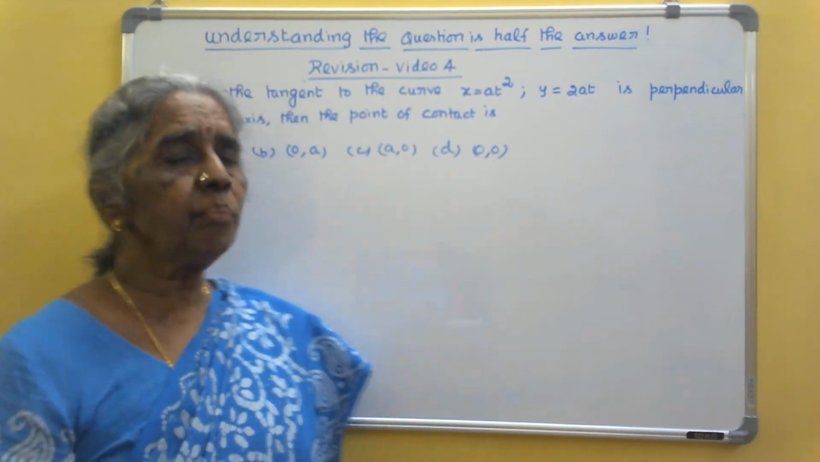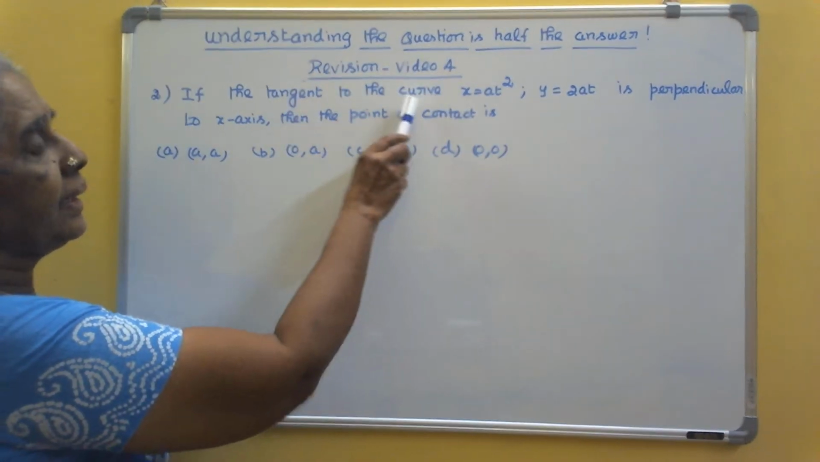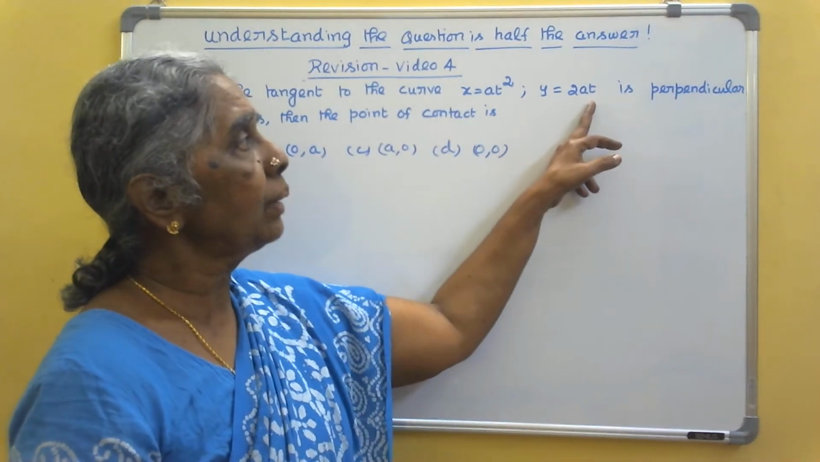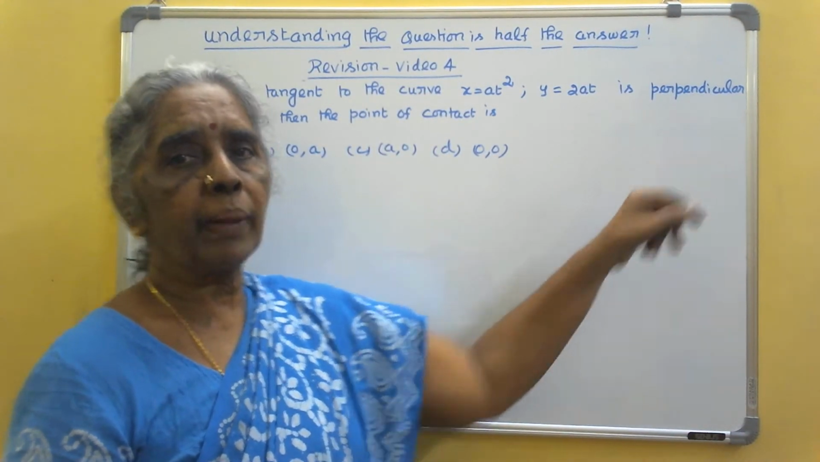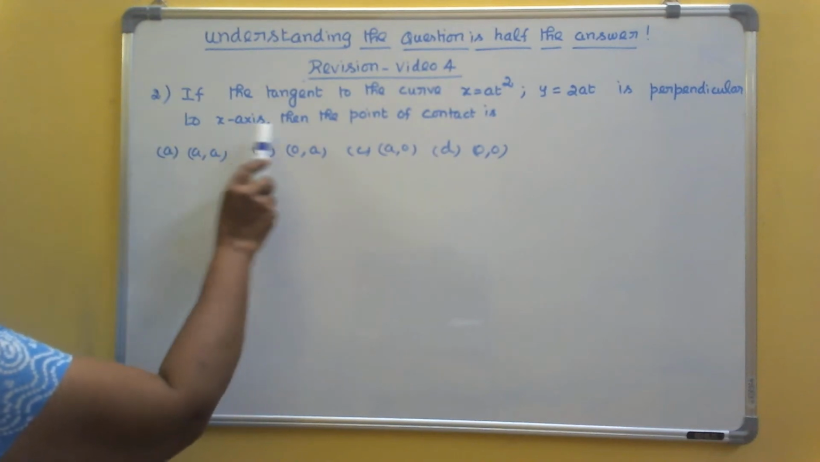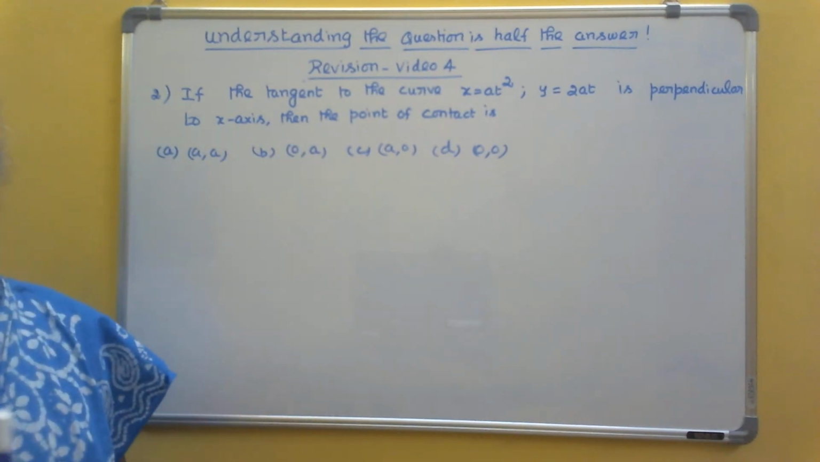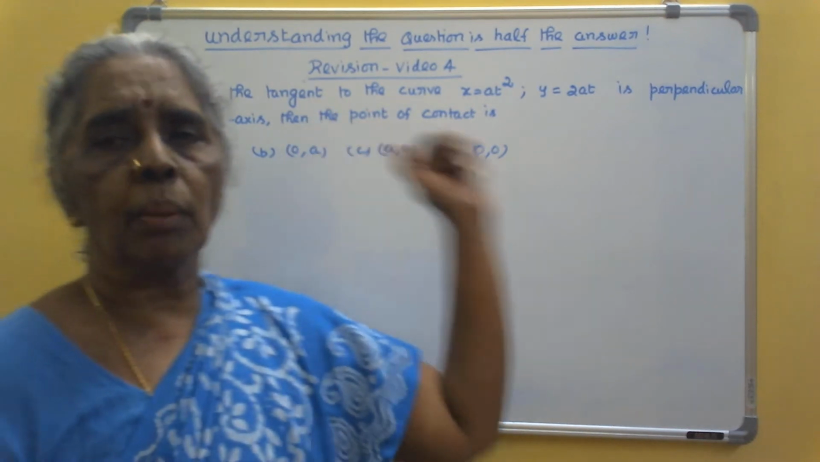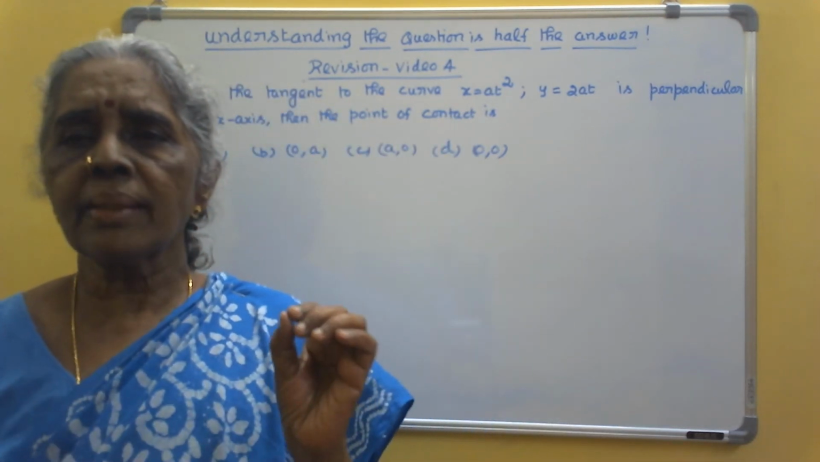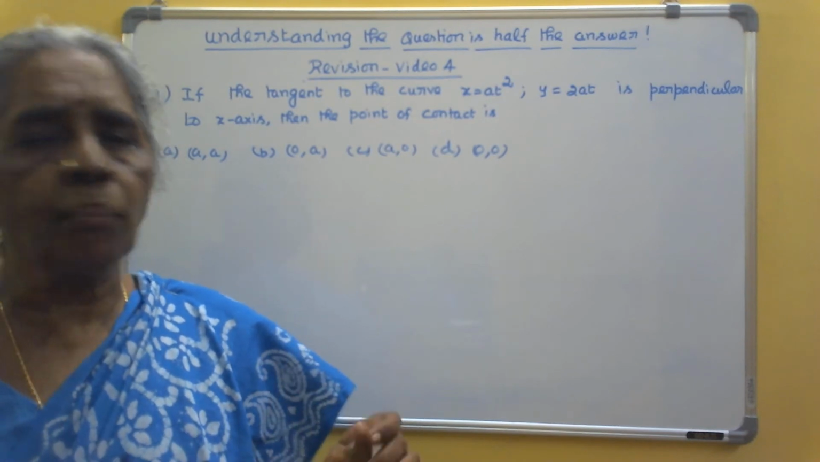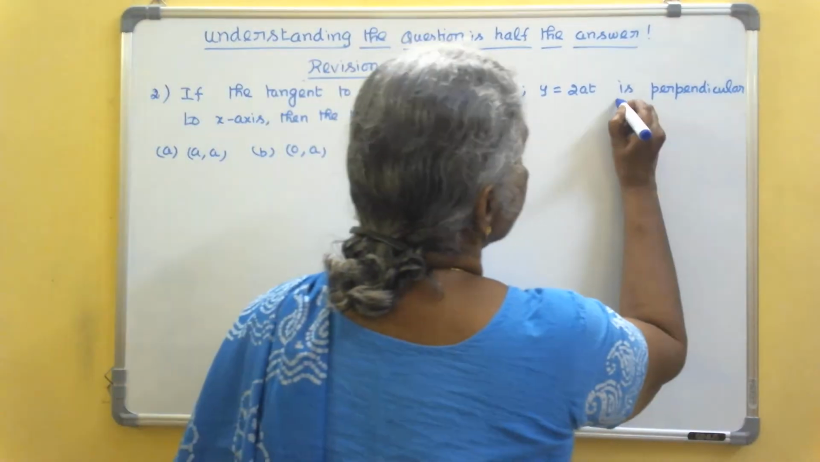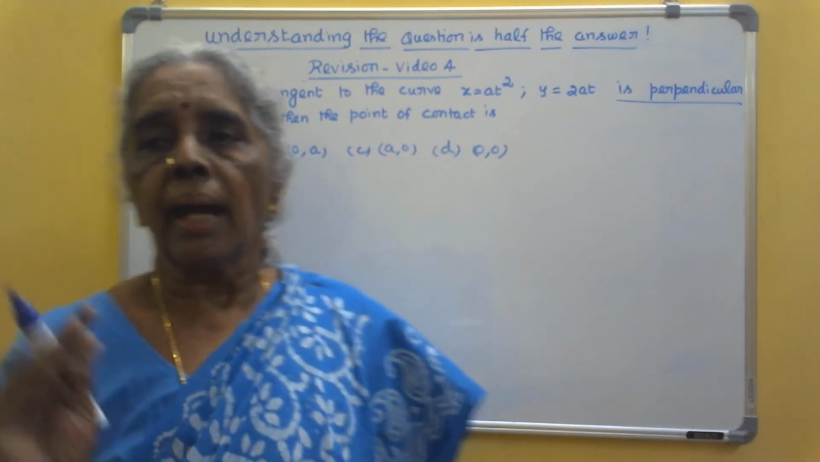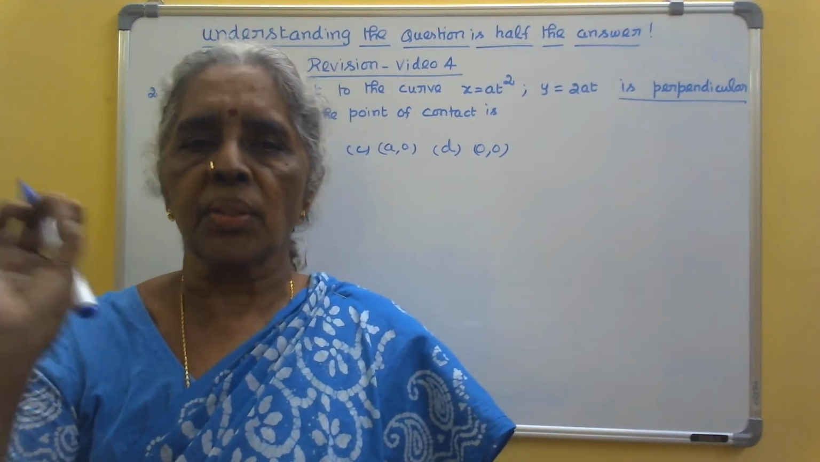Let us see the second sum. If the tangent to the curve x = at², y = 2at is perpendicular to the x-axis, then the point of contact is (a, a), (a, 0), (0, a) or (0, 0). Here, what is the important point in this sum? The tangent is perpendicular to the x-axis. That is what you have to concentrate on.